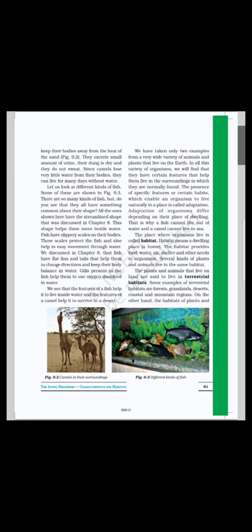We see that the features of the fish help it to live inside water, and the features of a camel help it to survive in the desert.